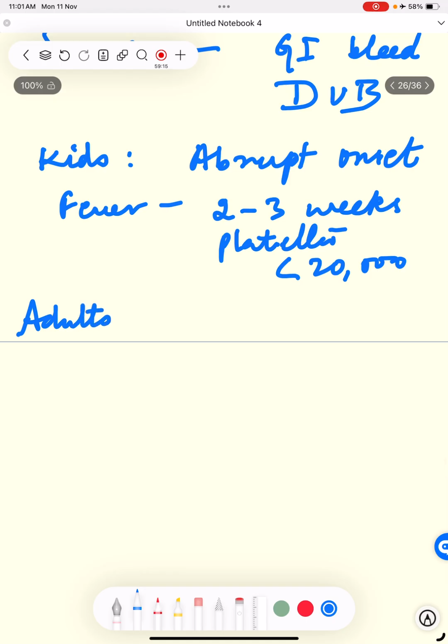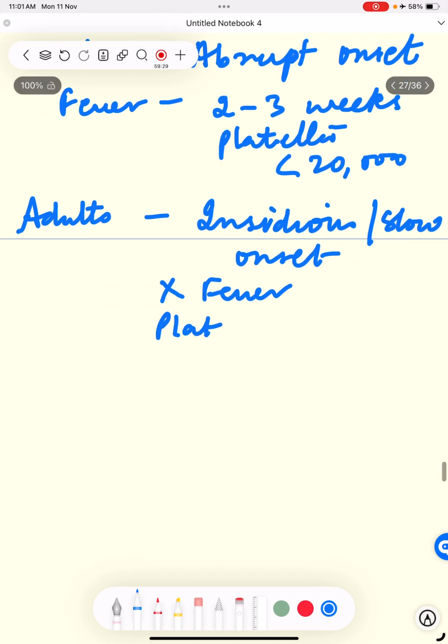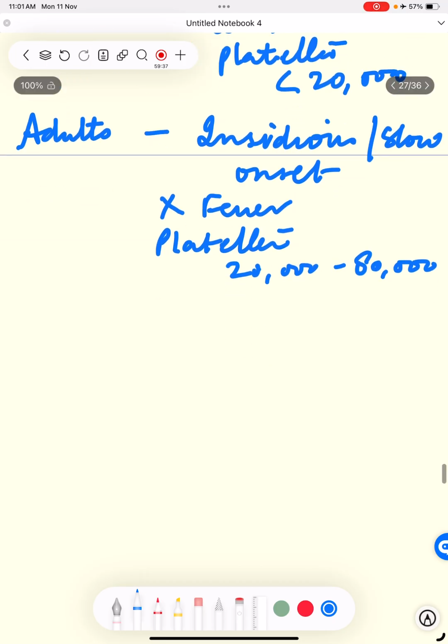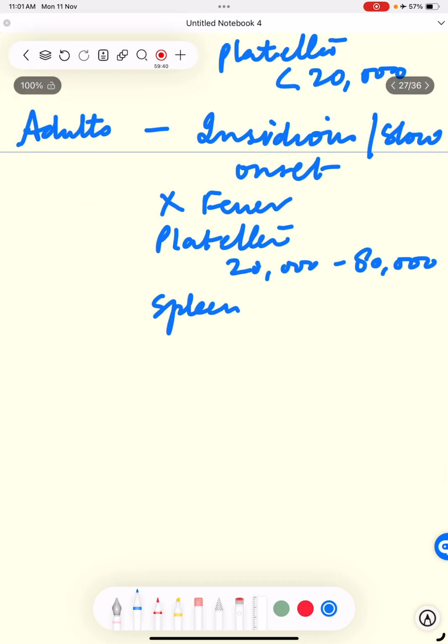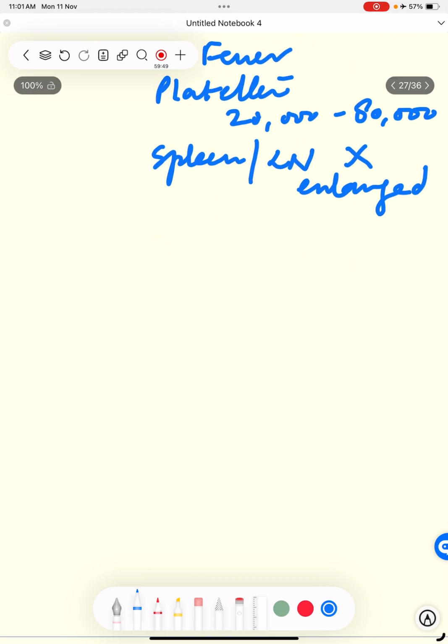In case of adults, usually it is of slow onset, and we might not get a history of fever, and platelets can range from 20,000 to 80,000. And usually spleen and lymph nodes are not enlarged on examination, but they will present with those clinical features of bleeding. Now, let us discuss what investigations we need to go for.